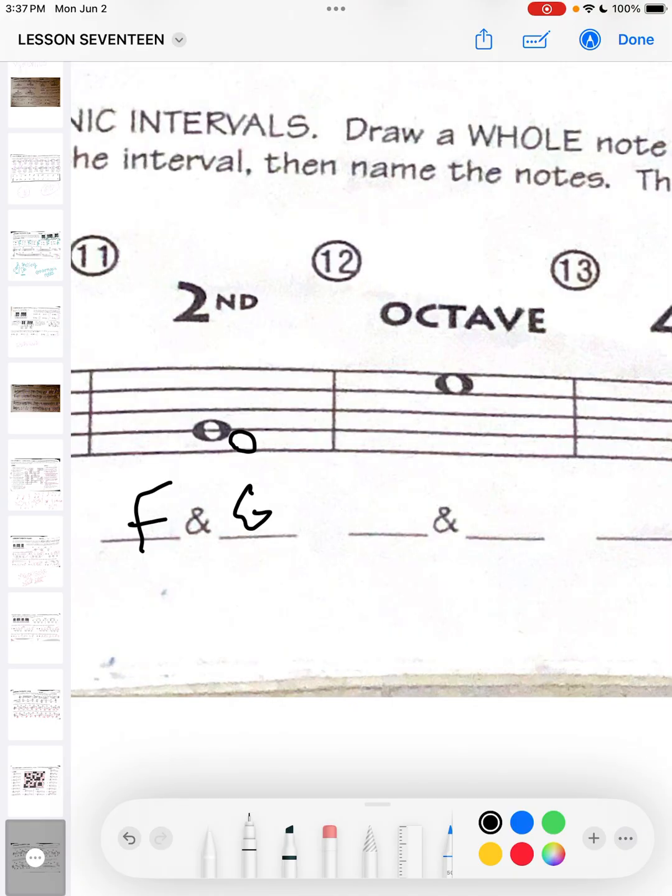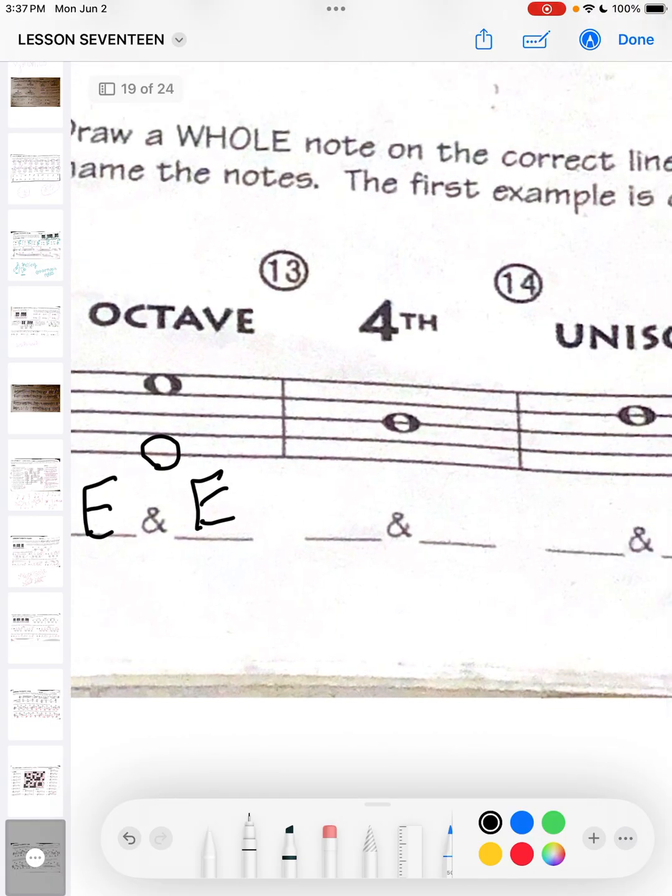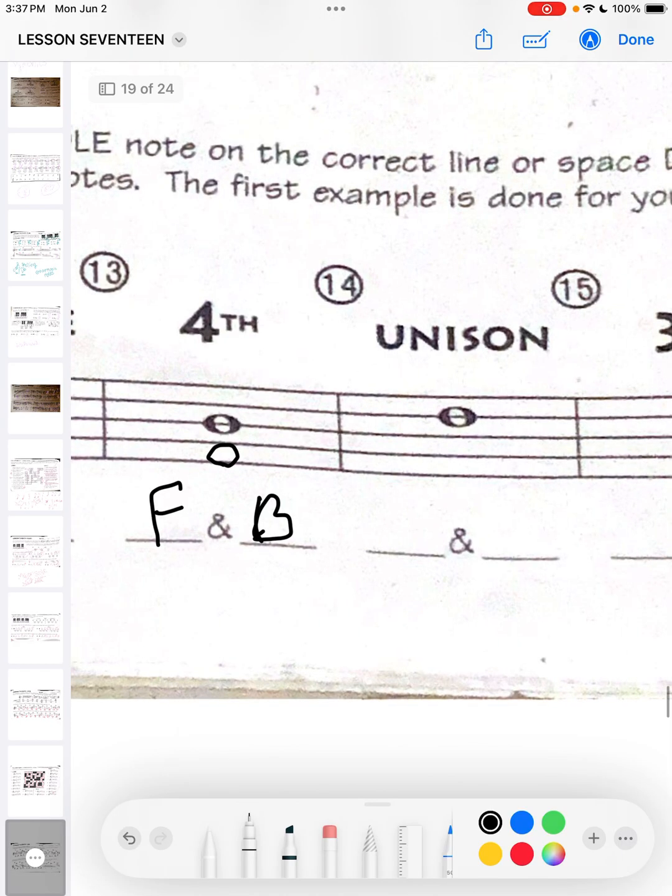An octave, okay, so we're going to look at this. This is my octave, it's E and E. The fourth from that B is going to have to be F. B, A, G, F, that's a fourth. F and B. Because if it inverts itself right here, it would be a fifth. Meaning if your interval flips itself, it would be a different interval than when it started.